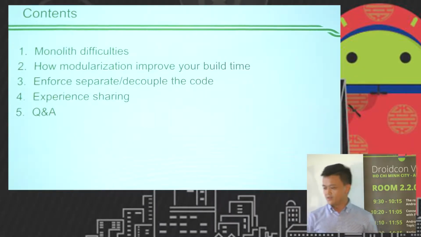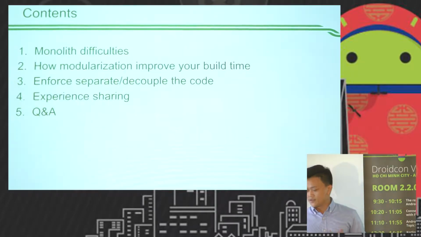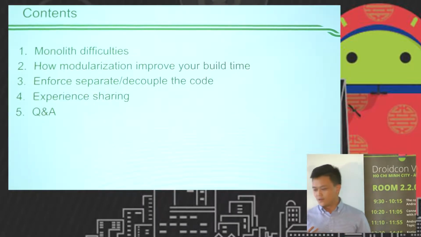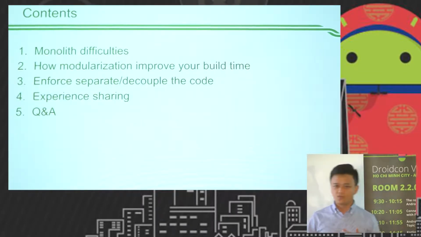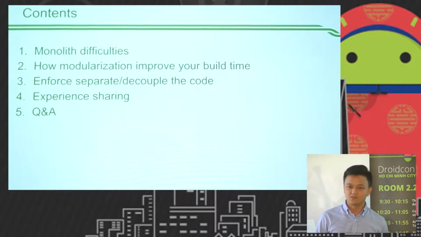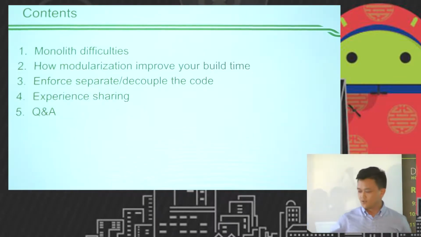So the content will be, first, I'm going to bring out some difficulties that you may face if you follow the monolith approach. Secondly, I want to bring out how modularization could improve build time. And the third one would be how it enforces you to separate and decouple your code, so somehow it decouples your code and it will speed up your development. And finally, some experience sharing that I think may save you some time if you want to follow this approach, or maybe you already have. So let's go with the monolith difficulties.